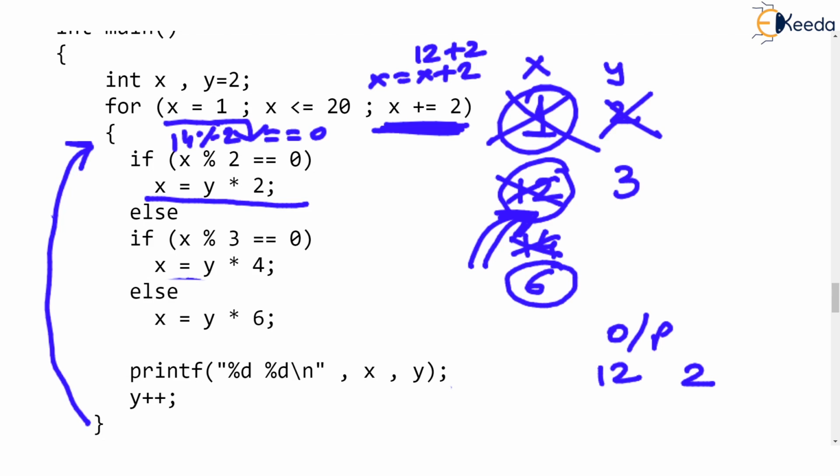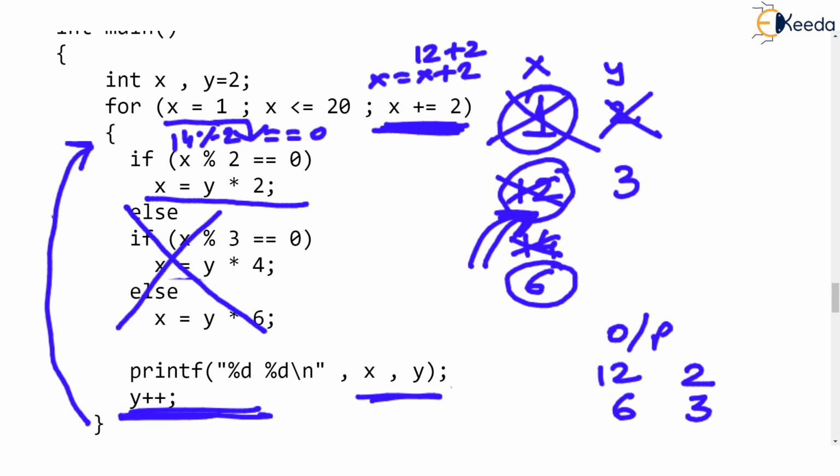Okay. And you all know that this else will not run. Because one of the if was true and this is nested if. So this else will not run. And then we are printing x and y. Listen, x is now 6 and y is 3. After that, we are increasing y by 1. So y, which was 3, has now become 4.